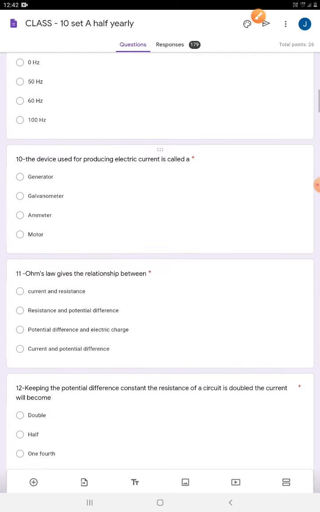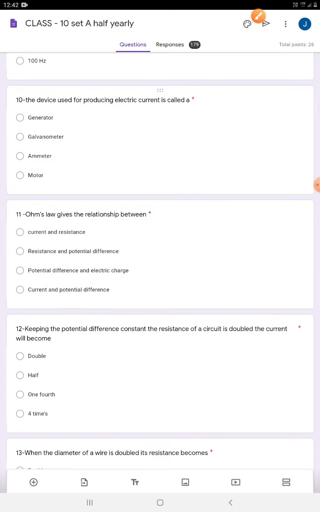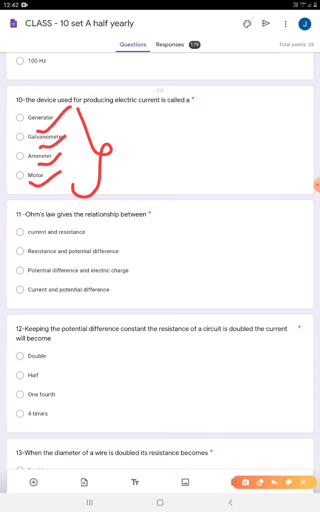Okay. Now next question. The device used for producing electric current is called. Go through all the options. Electric motor, we know we cannot generate electric current by this. Ammeter, as we know, measures the value of an electric current in an electric circuit. And galvanometer detects electric current in a circuit. So generator can produce electric current. So the answer should be generator.